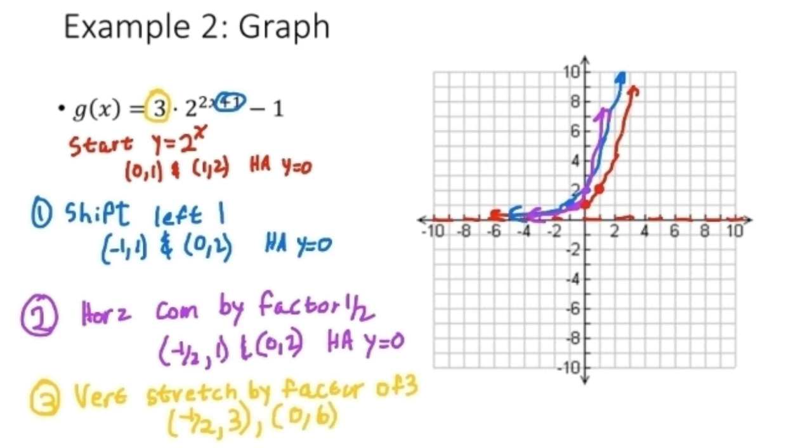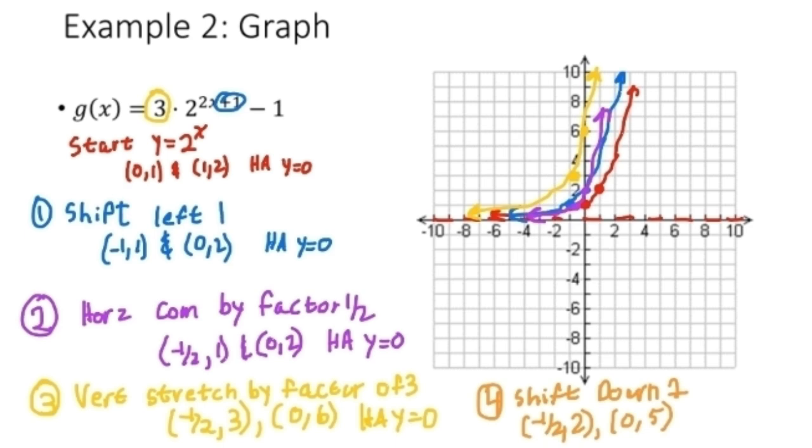As for our horizontal asymptote, since we're multiplying all of our y values by 3, 0 times 3 is 0, so our horizontal asymptote still stays at y equals 0. Plot our points, and then connect the dots. And there's the graph after our vertical stretch. Last but not least, we do have to handle the minus 1, which tells us we're going to shift down 1. So the point (-1/2, 3) goes to (-1/2, 2), and (0, 6) goes to (0, 5).